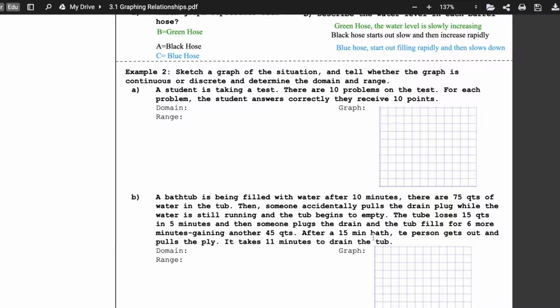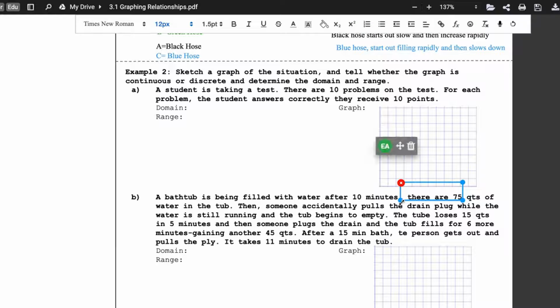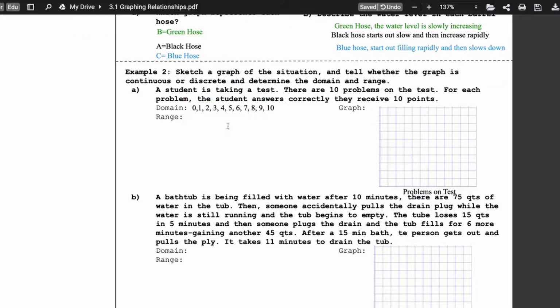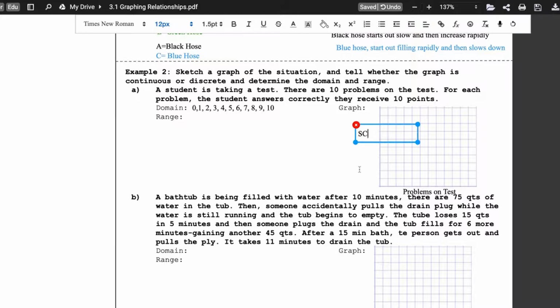So I'm going to write that down here. So remember, domain is the x value, so number of problems on test. And the domain, again, since it's the problems on test, there are 10 problems, so the domain would be 0, 1, 2, 3, 4, 5, 6, 7, 8, 9, 10. You have to list all of the possible domain values. So if the domain is the problems on test, then the range has to be the score. And we're just going to write that here for the y-axis.